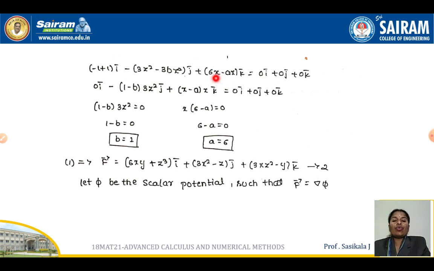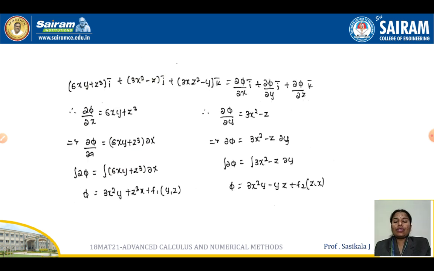So equate the two vectors, the corresponding coefficients. I'll get (1 minus b) into 3z squared equal to 0, and the next term x of (6 minus a) is equal to 0. Since the first one is 0, you don't have any other terms, and you can compare: 1 minus b is equal to 0, so I'll get b is equal to 1, because 3z squared should not be equal to 0. Similarly here also, x won't be 0, so I'll get a is equal to 6. So we found the a and b values, substitute here in F vector.